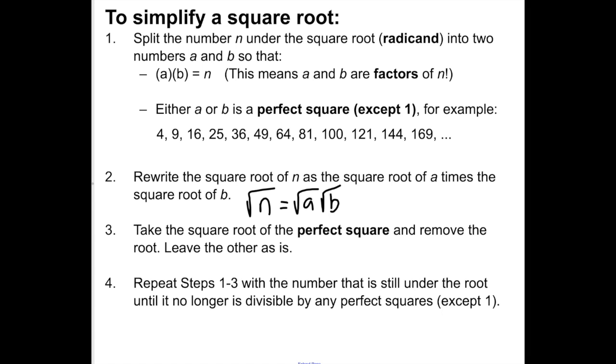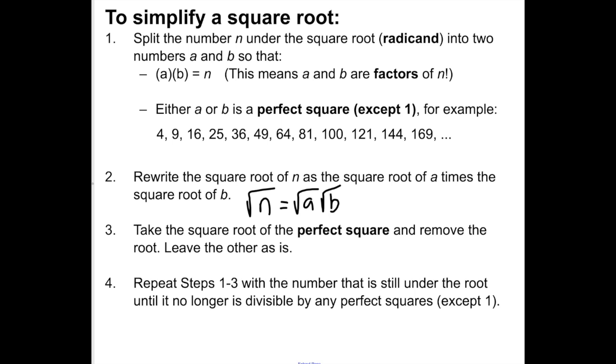All right, the process. To simplify a square root, we need to take the number n under the square root, also known as the radicand, and split it into two numbers, a and b. a times b has to multiply to get n, because this allows us to use that multiplication property. And it's important that one or the other is a perfect square, except for 1. That's because any number times 1 is that number itself, so using 1 is not going to be helpful because it's not going to change anything.